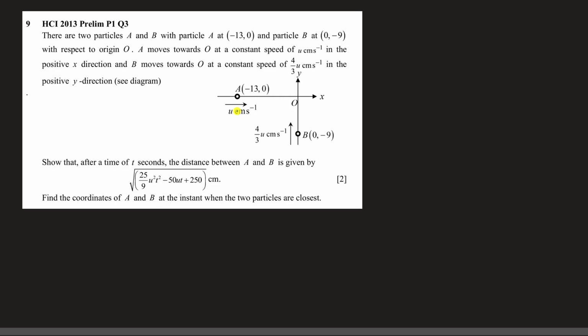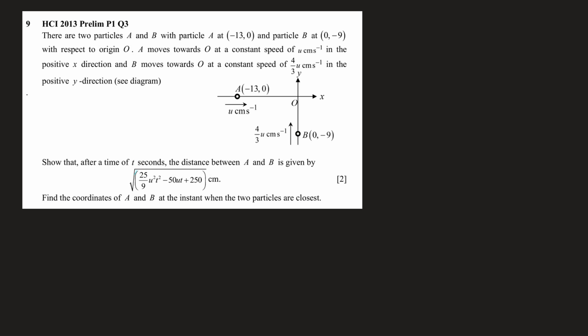Show that after a time of t seconds, the distance between A and B is given by this horrible looking expression here. Well, it's 2 marks. You probably don't have to use differentiation yet. Looking at this distance, you should be thinking, I should be using some good old distance formula here, especially with this square root. It should be a clear indicator.